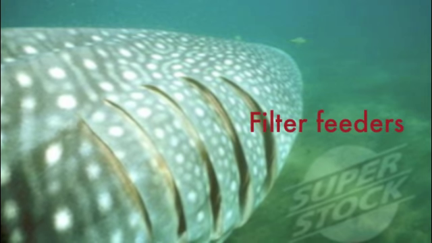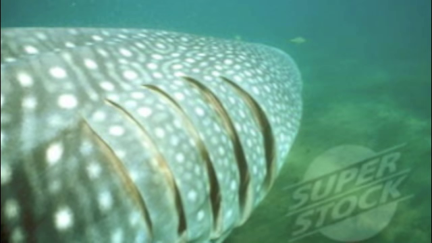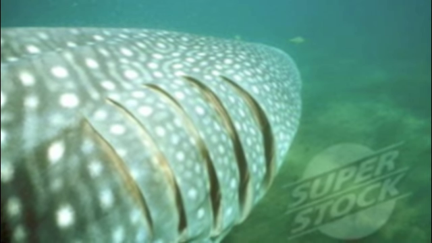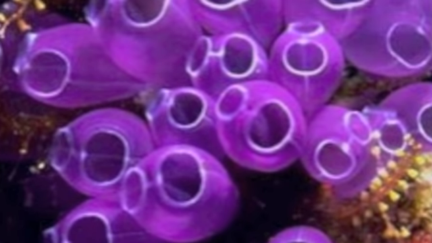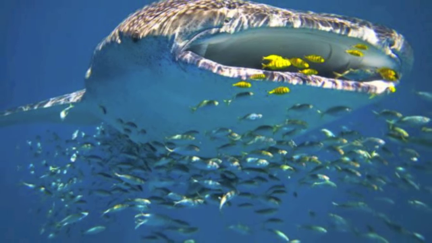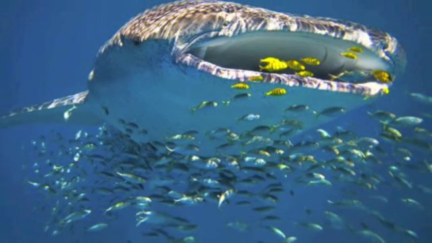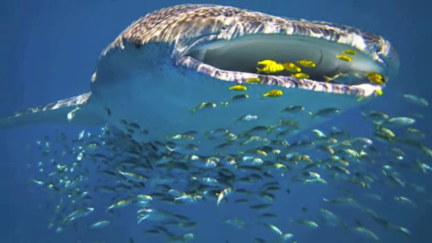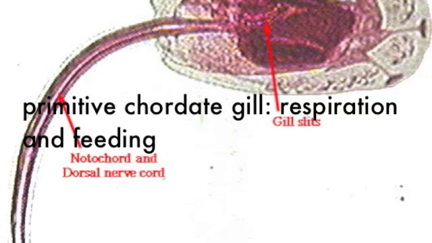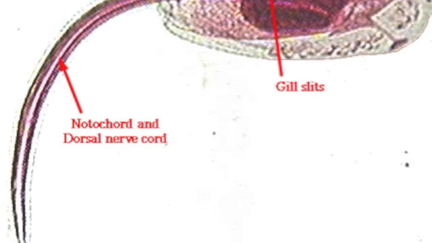Filter feeders refer to organisms which simply open the mouth and consume any nutrients and water that flow in, while filtering undesirable parts. Cilia on the gill slits draw a current of water into the mouth and through the pharynx, where mucus filters suspended food particles from the water. Both tunicates and cephalochordates have a primitive chordate gill, which serves in both respiration and feeding.